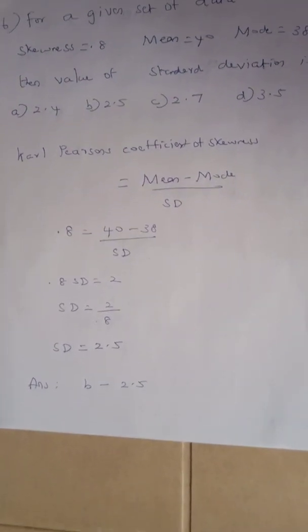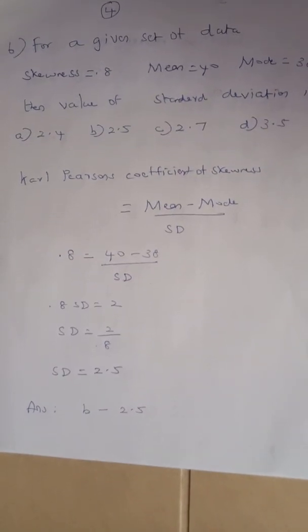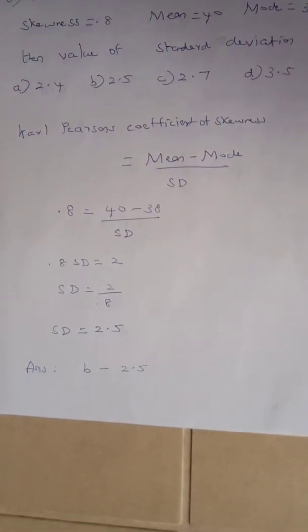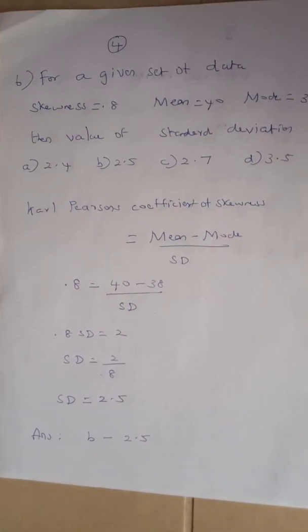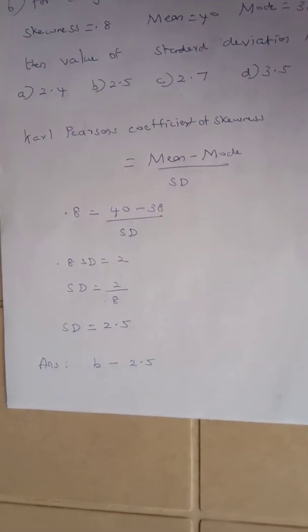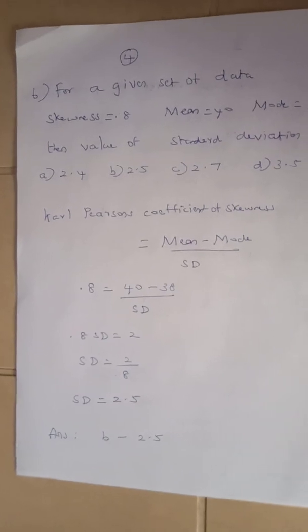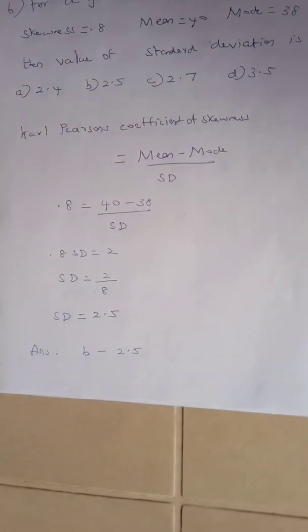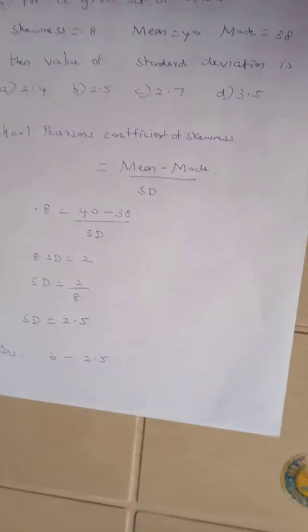So we can use the formula Pearson's coefficient of skewness, mean minus mode by standard deviation. Skewness is given as 0.8, mean 40, and mode is equal to 38. When you substitute the formula, we get standard deviation is equal to 2.5. So the correct answer is option B 2.5. Let us move to the next question.